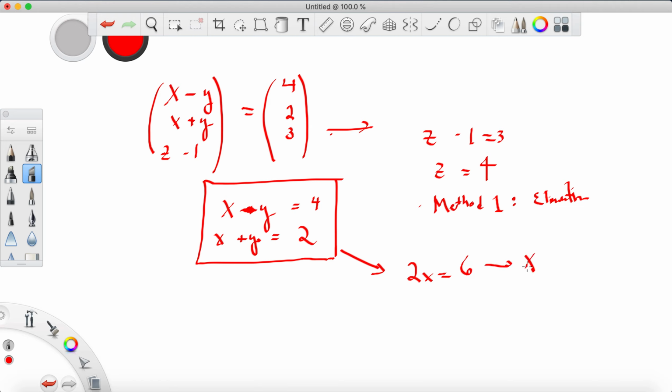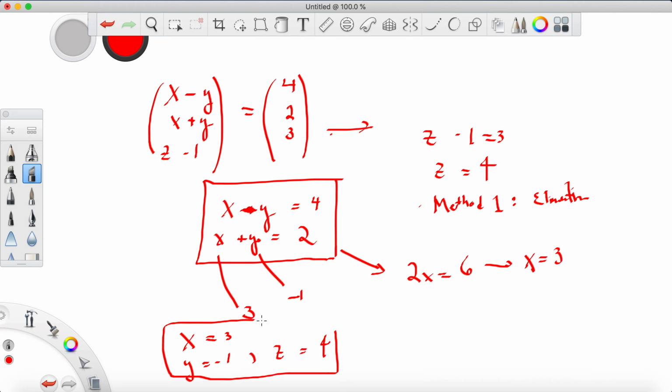So we see that x is equal to 3, and if x is equal to 3, then y has to equal 1, right? So that's 3. Oh, so y has to equal minus 1. Okay, so to summarize, x is 3, y is negative 1, and z is 4. Okay, so that's your example from the book.